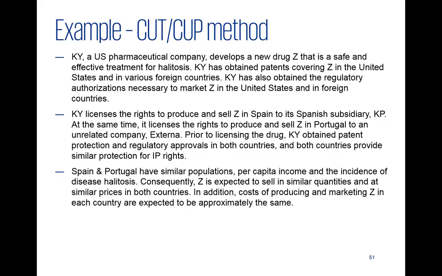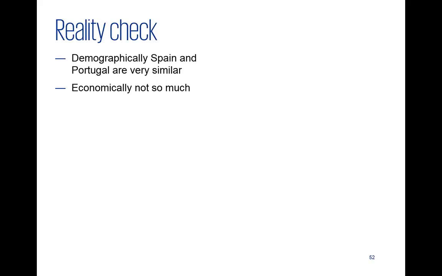This is a very classic example given in the regs. It's sort of assumed away a lot of the issues. I want to talk about that a little bit. What's the reality check? Well, the reality check is that, in a sense, Spain and Portugal are very similar demographically. They have the same mix of population, the same age distribution, those sorts of issues, but economically maybe not so much.